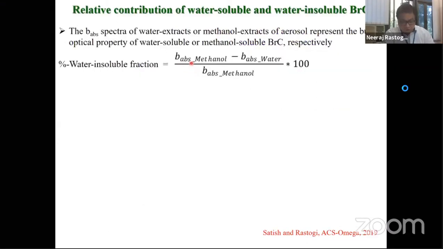And then we also tried to calculate the water insoluble and soluble fraction separately. So what we already have is the absorption factor of water extract and methanol extract, which represent the bulk optical properties of water soluble and methanol soluble BRC respectively. So using this formula, we can calculate the water insoluble fraction.